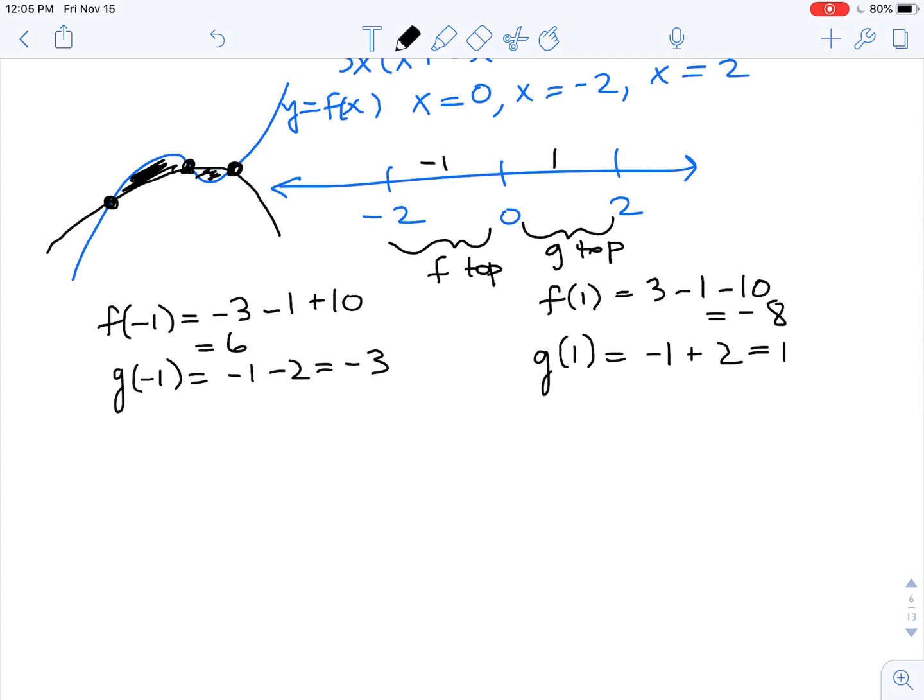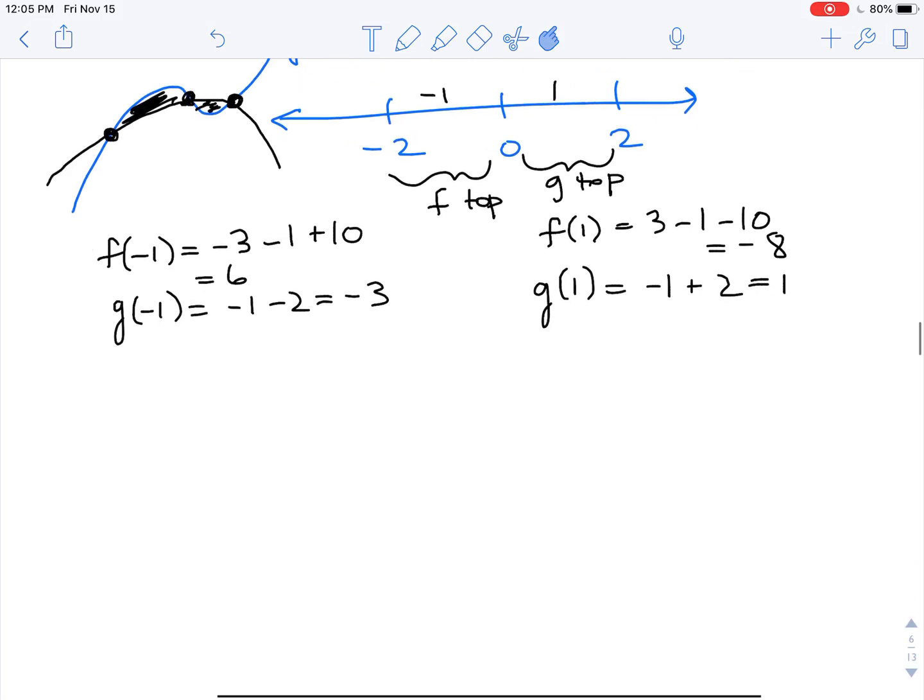Now, if we didn't feel like keeping track of which function was on top, we could integrate f minus g on both of the sections and then just fix the negative if we came out with a negative area. But it is important to split up your interval, negative 2 to 2, into 2 chunks. So we'll talk more about that in a moment.